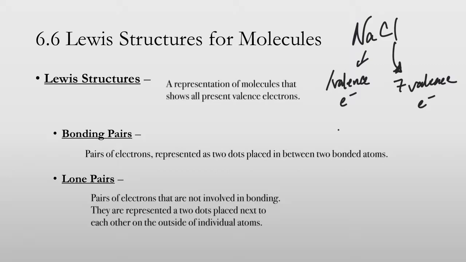Okay, so the Lewis structure for sodium would just be 1 dot. The Lewis structure for chlorine would have 7 dots. There's 2, 4, and 6. And there's your 7th dot. The bonding pairs are going to come from these two right there, and the lone pairs are shown right here on the chlorine. They're pairs of electrons that are not involved in bonding. They're represented as 2 dots placed next to each other on the outside of individual atoms.